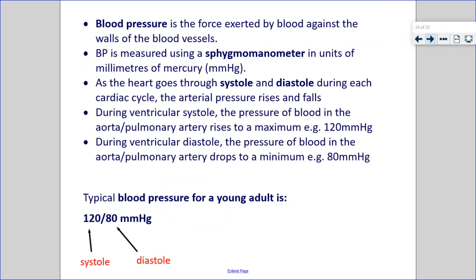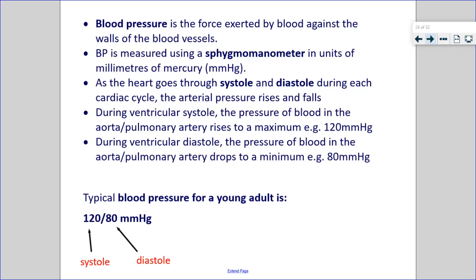So it's a force. Blood pressure is the force that the blood exerts on the walls of the blood vessels as it travels through them. And it can be measured using a piece of apparatus called a sphygmomanometer. And blood pressure changes as it moves through the circulatory system, as it moves from the arteries to the capillaries to the veins.